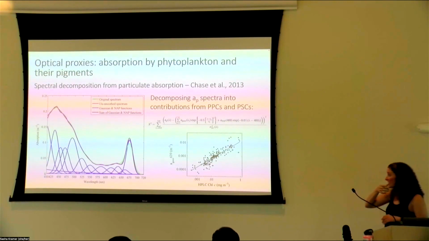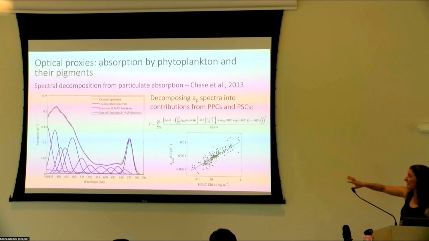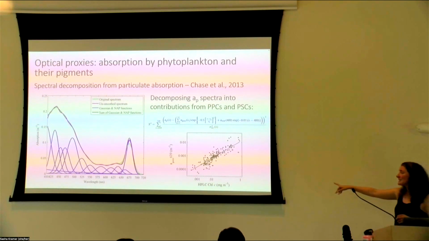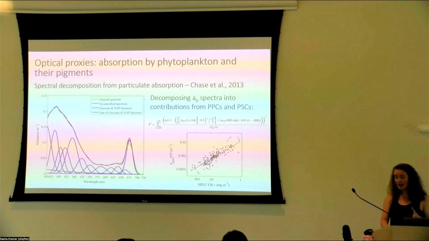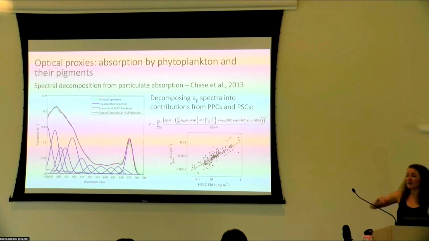So you can do something just like this with your pigment absorption, your phytoplankton absorption. You're summing up all those little Gaussian function components to try and match your original measured spectrum. And then what Allie did, because she had paired HPLC pigment concentrations, was develop relationships between the magnitude of absorption for these peaks and the actual measured phytoplankton pigment concentrations.